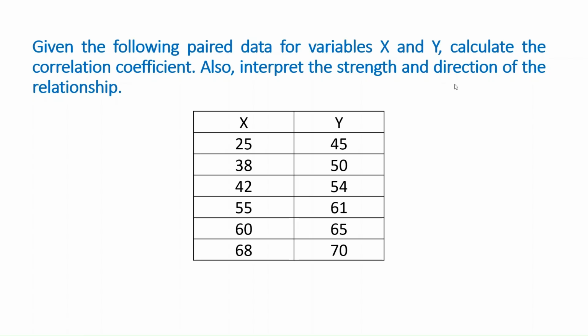Strength means what the level of correlation is between them, and direction means whether the variables are positively related or negatively related. So these are the meanings of interpreting the strength and the direction of the relationship. I've also given you the final answer, so that you can check whether your calculation is correct or wrong. This is 0.9947. This would be your answer.